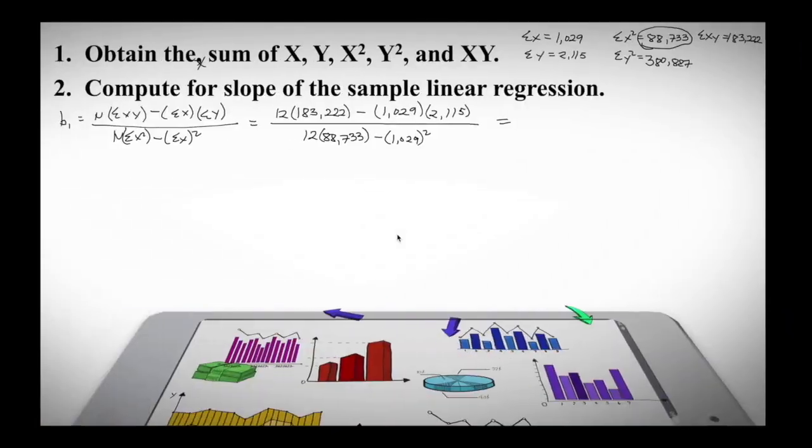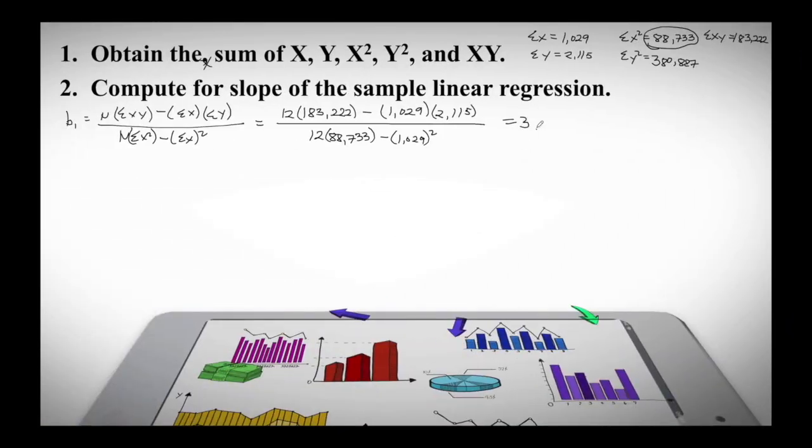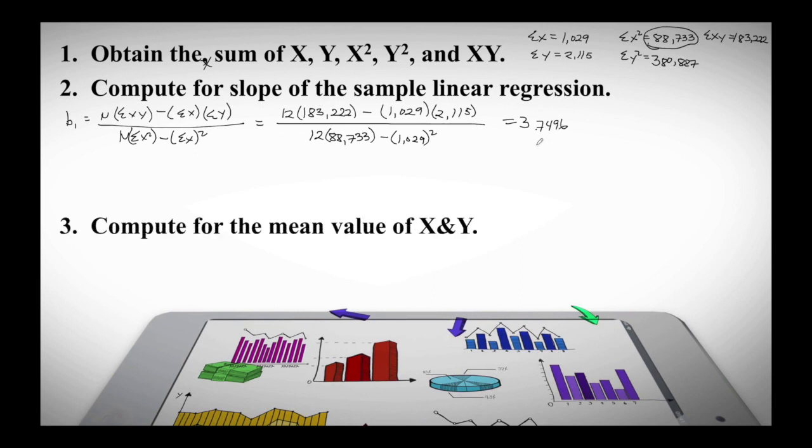3.7496. So, let's have here 3.7496. That is the value of our b sub 1. Okay? So, next na step natin, compute for the mean value of X and Y.